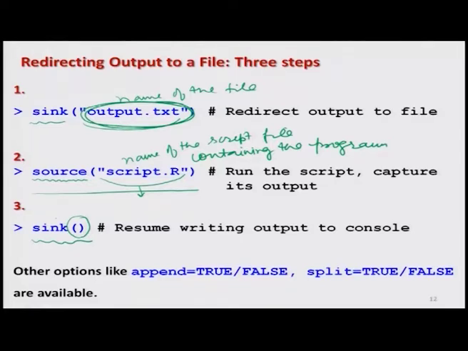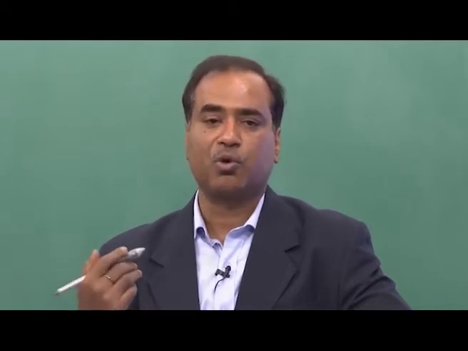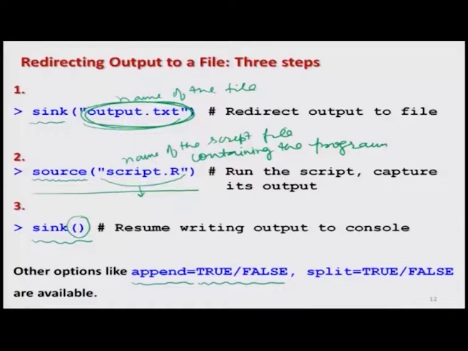When we are trying to do so, there are some other options, like append, that can be true or false. For example, if I run the program today and the outcome is stored inside the file, and tomorrow I rerun the program, should the outcome be appended, or should it overwrite the outcome of the earlier day? These options are there, which we have to specify by writing true or false, and then whether there is going to be a split or not.